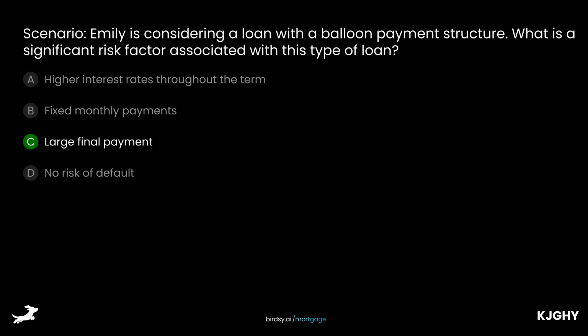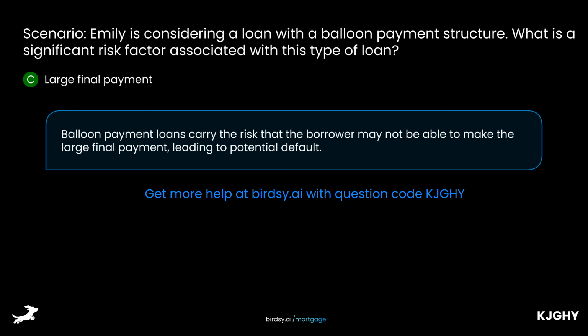The answer is C, large final payment. Balloon payment loans carry the risk that the borrower may not be able to make the large final payment, leading to potential default.